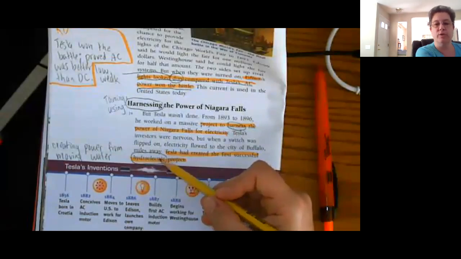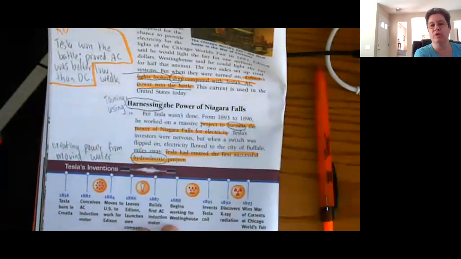What we do not use are Edison's DC current lines, not to bring electricity to our homes from far away. We use DC power for small things, like your batteries, for your flashlight or your phone. Anything that runs on a battery is direct current, directly from the battery to the device that you're powering.